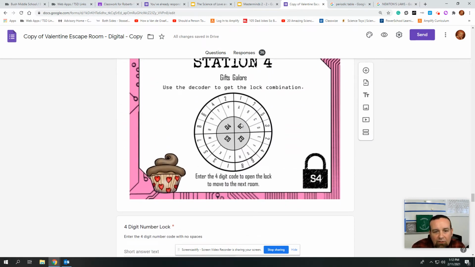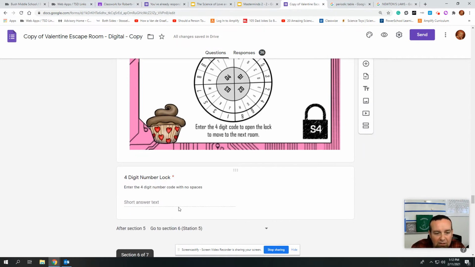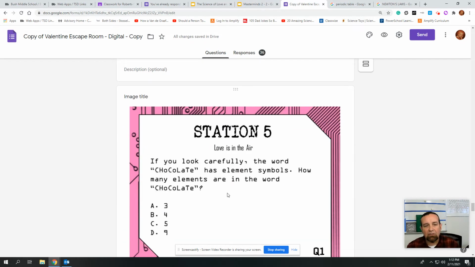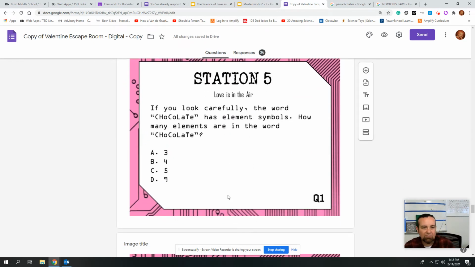Now for this one, you just find question one. Question one, our answer was C, so our first number is B. Go to question two and do that same process. And our 4-code lock should be 525234. That should take us to station number 5.